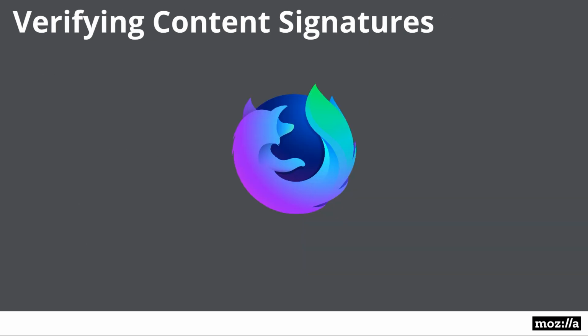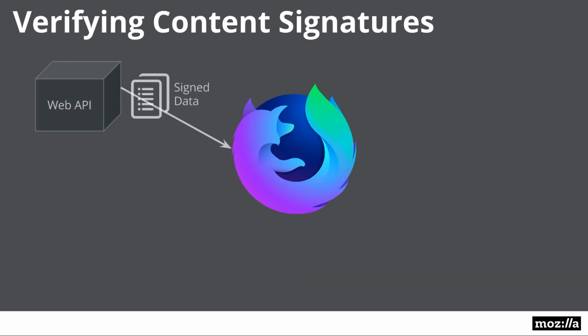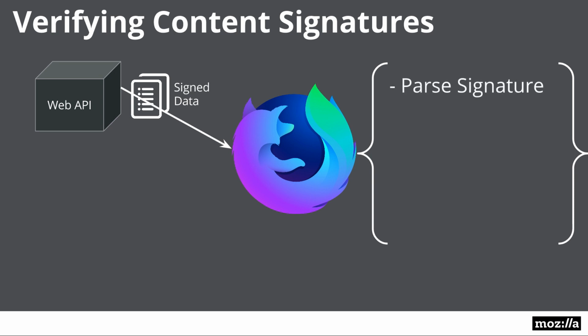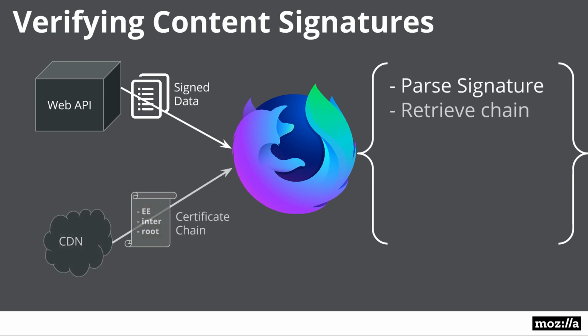So how does it work when we verify a content signature? Firefox makes a call to a web API that we host and retrieves signed data. It will parse that signed data and retrieve the signature and the X5U value that locates the chain of certificates. And then it will go talk to our content delivery network and retrieve that chain of certificates.